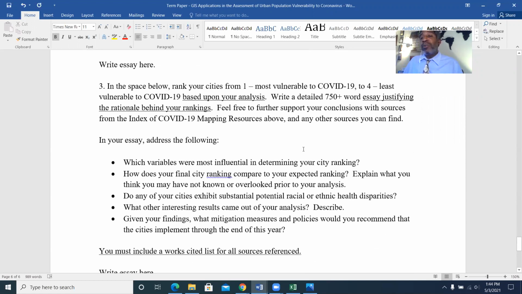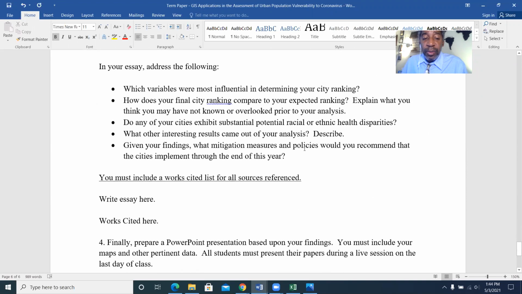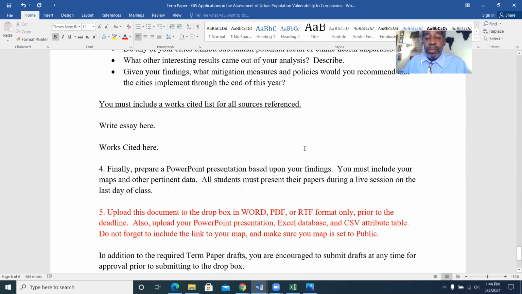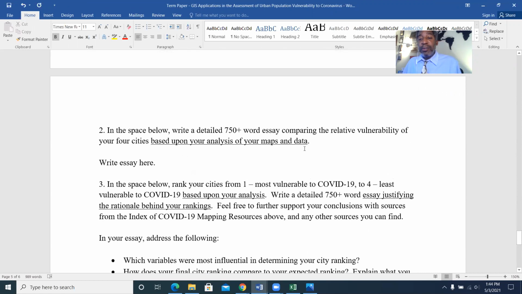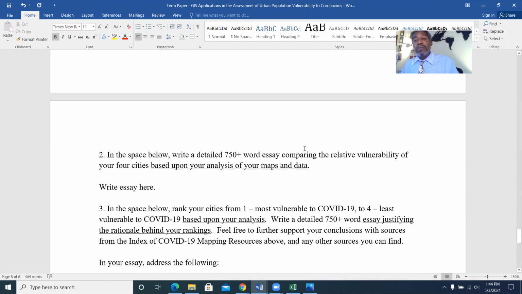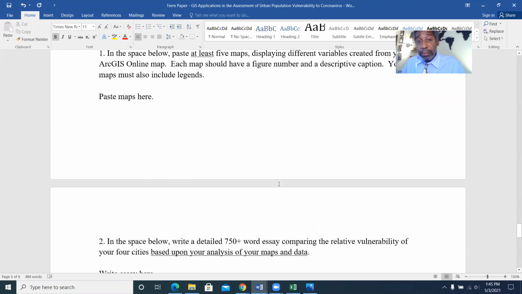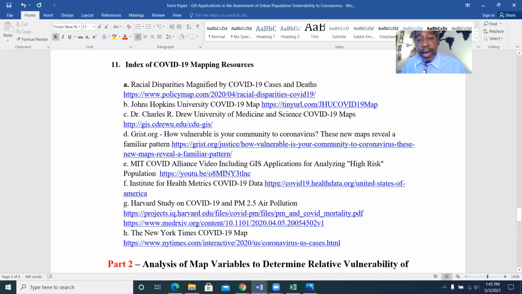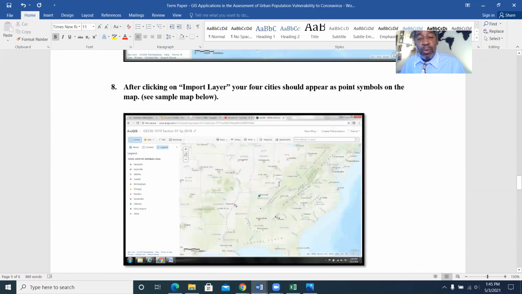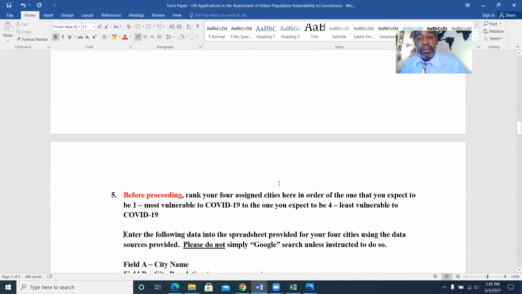In terms of the technical aspects of the project, we will work on that in class on Thursday. So you should not get hung up on the technical aspects. What I really want you to focus upon is the geographic analysis after you produce some maps. So we'll work through this together. No one will be left behind. So don't worry about that. So that is your individual term paper.